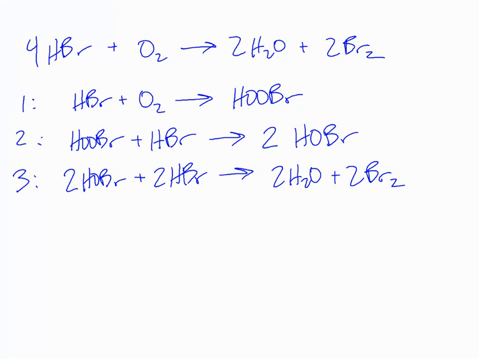Seems like a lot of work done. So this is more what's reflected in what's actually happening. So don't cross anything out yet, but I'm just going to do this to illustrate. 1 of these and 1 of these. 2 of these and 2 of these. If we were just to add all these together, we end up with the actual thing that we wanted. 1, 2, 3, 4 HBrs plus 1 O2 yields 2 waters and 2 molecular bromines.